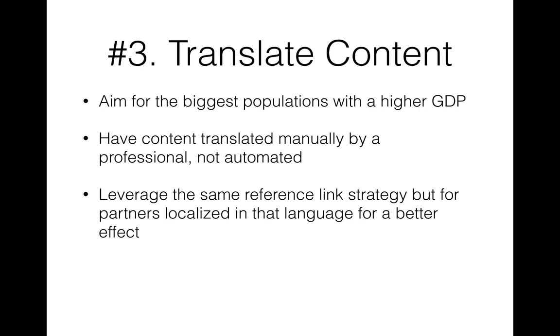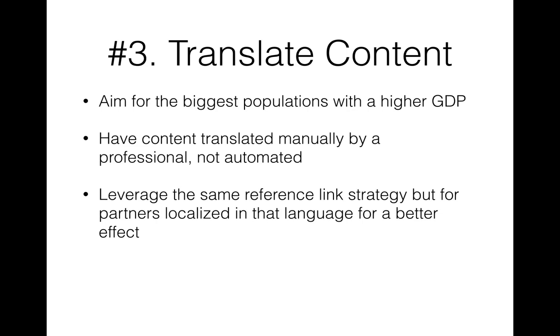Have the content translated manually and professionally, not automated. If you go and do automated content, Google can still detect it. They have massive offices of people all over the world. They are going to know that you're just putting out garbage content, and they will penalize you for it. So go to a professional. It's not going to cost you a lot of money. They'll be able to translate it for you, and it'll be done properly.